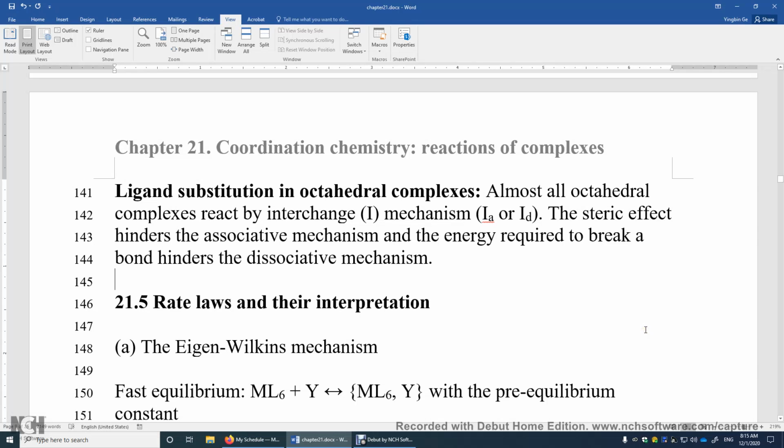Ligand substitution reactions in octahedral complexes proceed almost always via the interchange mechanism. That means in the intermediate structure, the transition metal center forms a partial bond with the entering ligand. The bond between the transition metal center and the leaving group is partially broken. The interchange mechanism can be associatively activated or dissociatively activated.